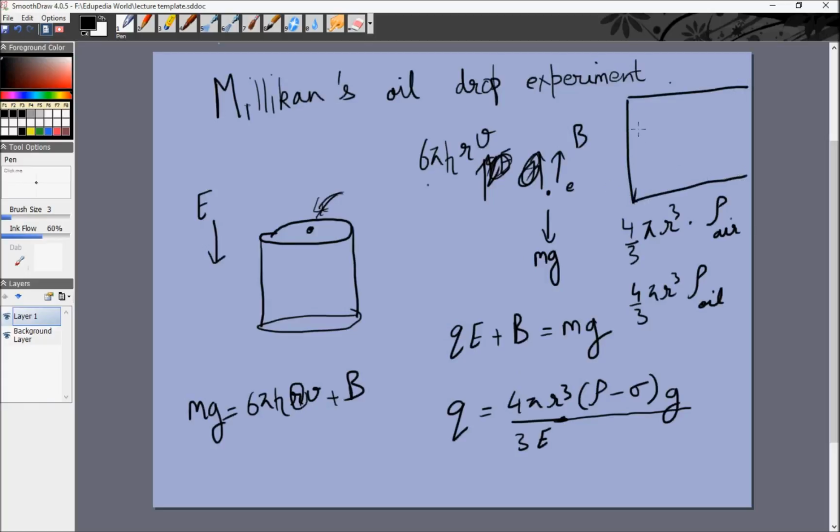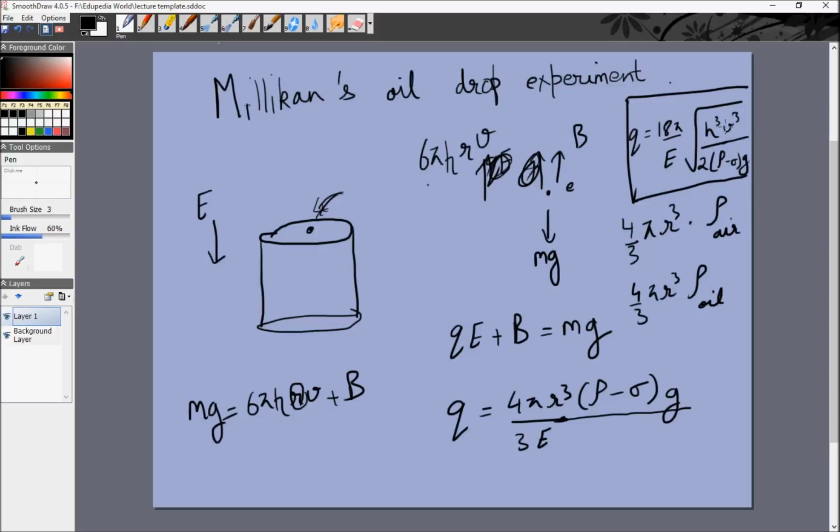The final result was Q is equal to 18 pi by E times the square root of eta cube v cube by 2 times (rho minus sigma) g. Often we neglected sigma in front of rho. You can do that in questions if sigma is not given, because then the density of air is actually much smaller than the density of oil. But for the sake of completeness, we take this, and so in this every quantity can be measured.